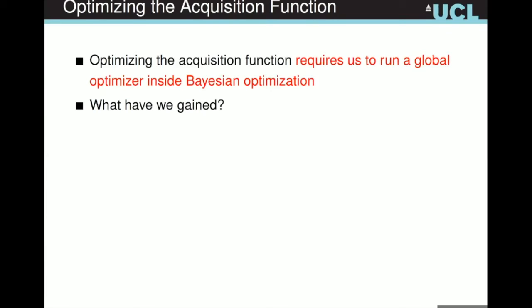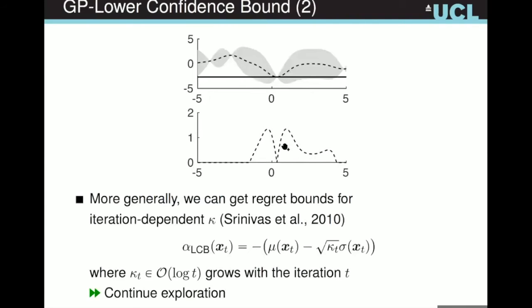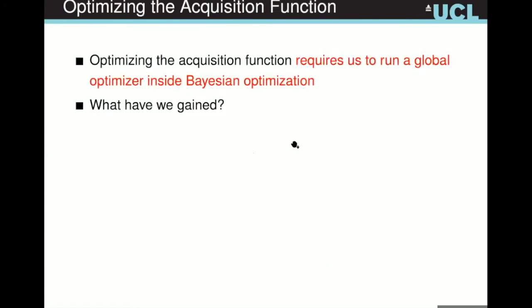So we looked at probability of improvement or expected improvement or the lower confidence bound to tell us where to evaluate next. In order to do this, however, we have to find now the maximum of this acquisition function. And ideally, we need to find a global maximum. So that means in order to actually do Bayesian optimization, we have to run a global optimizer within Bayesian optimization.